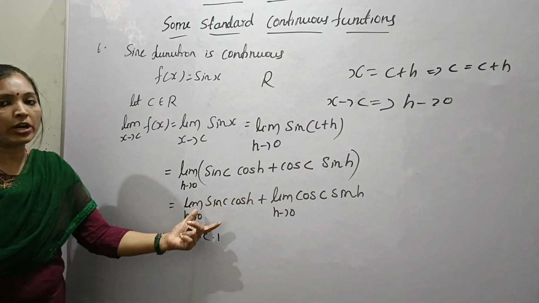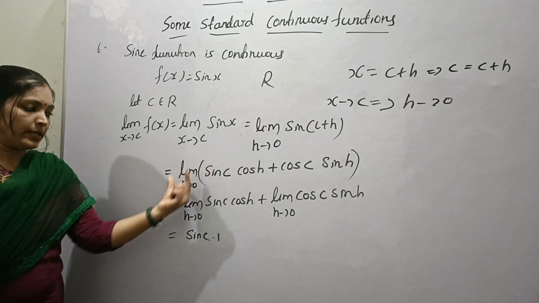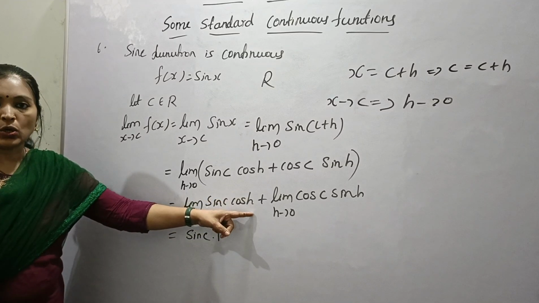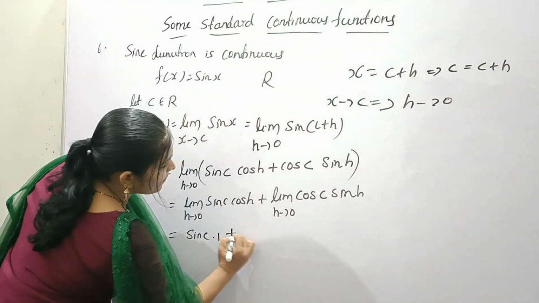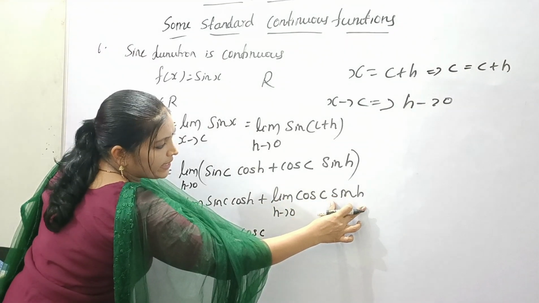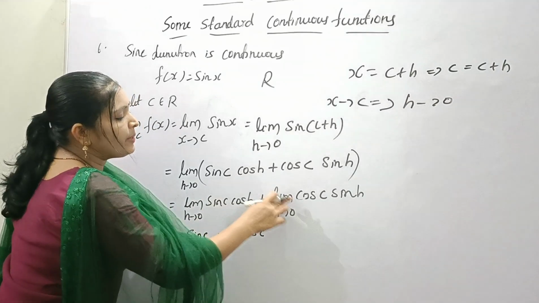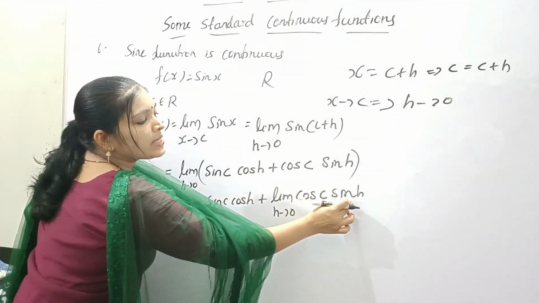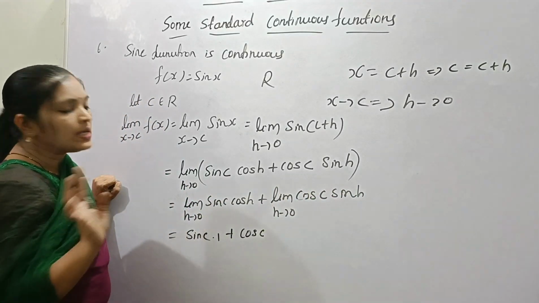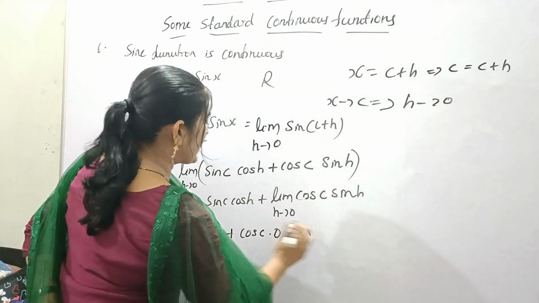In the limit chapter we have already learned these things. Limit h tends to 0, sin c is constant, take it out. So limit of cos h is cos 0, that is 1, plus cos c into limit h tends to 0 sin h. Here cos c is constant, take it out from the limit. Substitute h is equal to 0. We know that sin 0 is 0. Therefore, cos c into 0, that is equal to sin c.